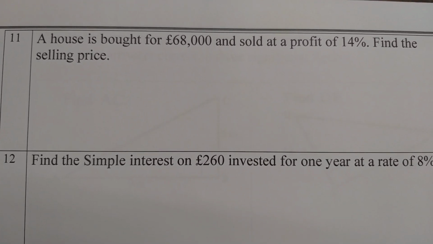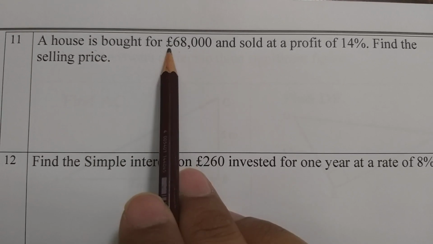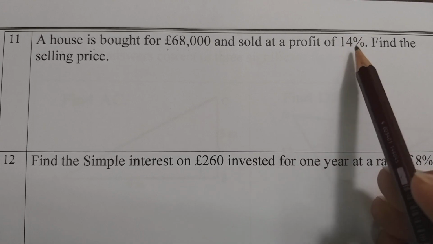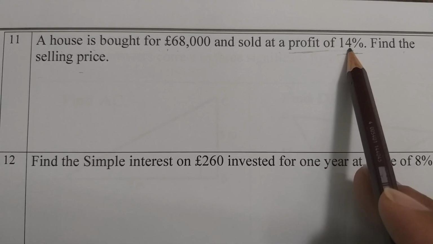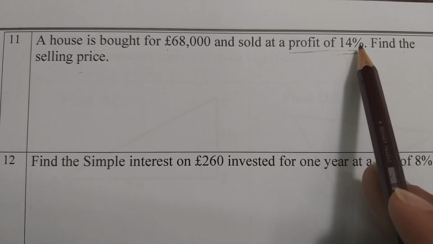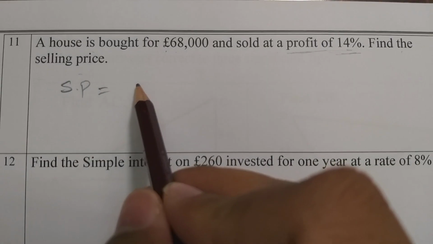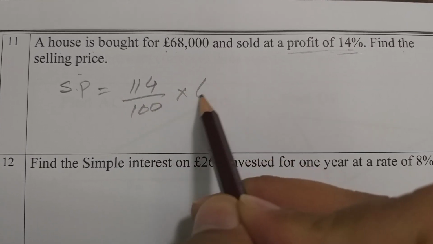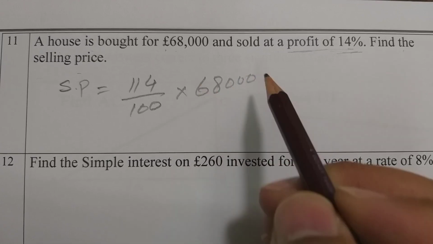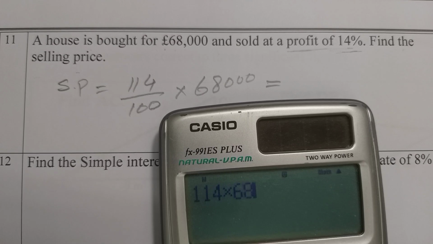Okay, in this question, we are given a house bought for £68,000 and sold at a profit of 14%. Find the selling price. Again, we need to find the selling price. A profit means an increase, so we add it to 100. So the selling price equals 114% out of 100 times 68,000 pounds, which is equal to 114 times 68,000 divided by 100.